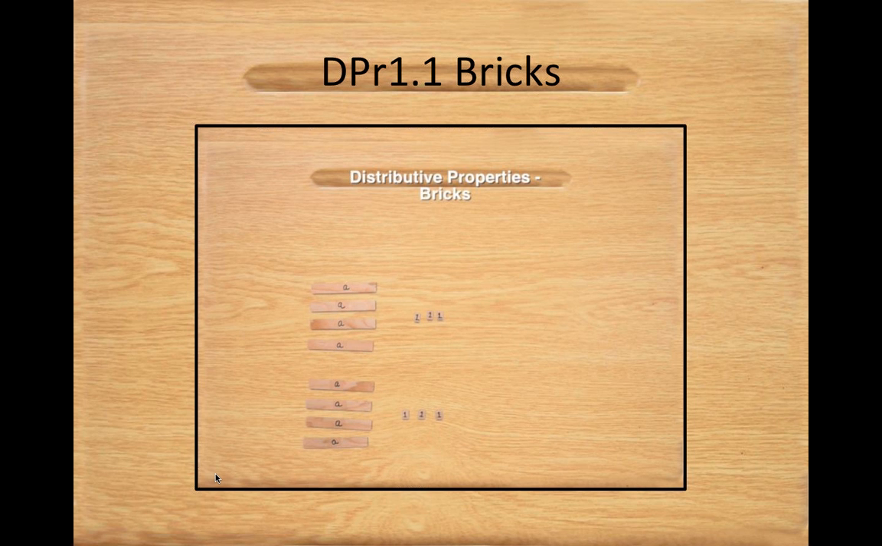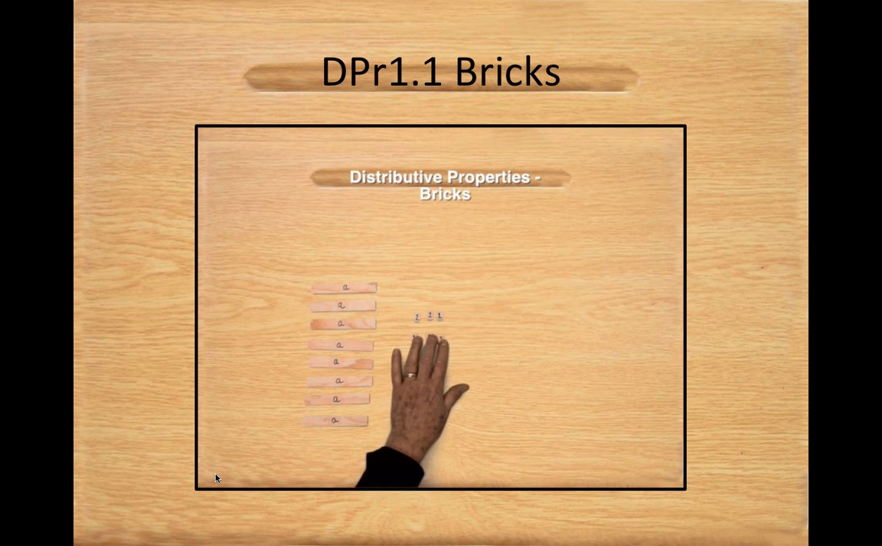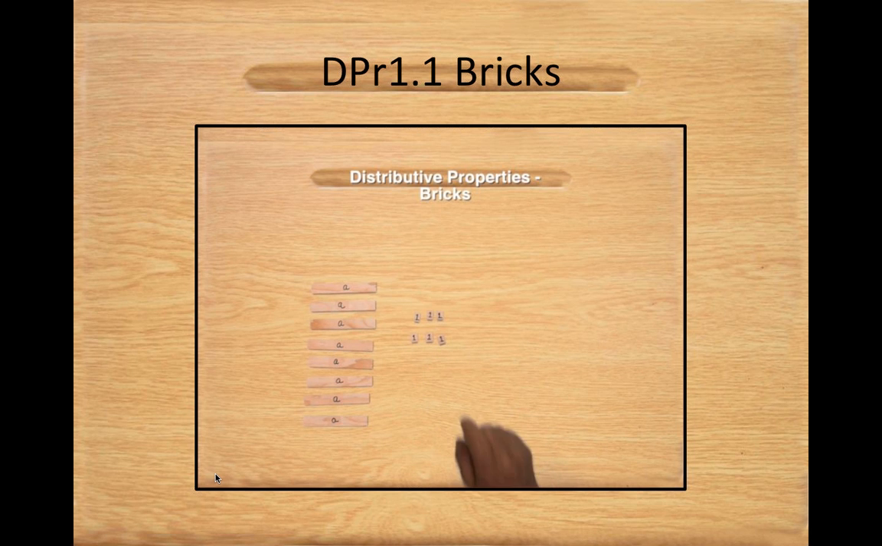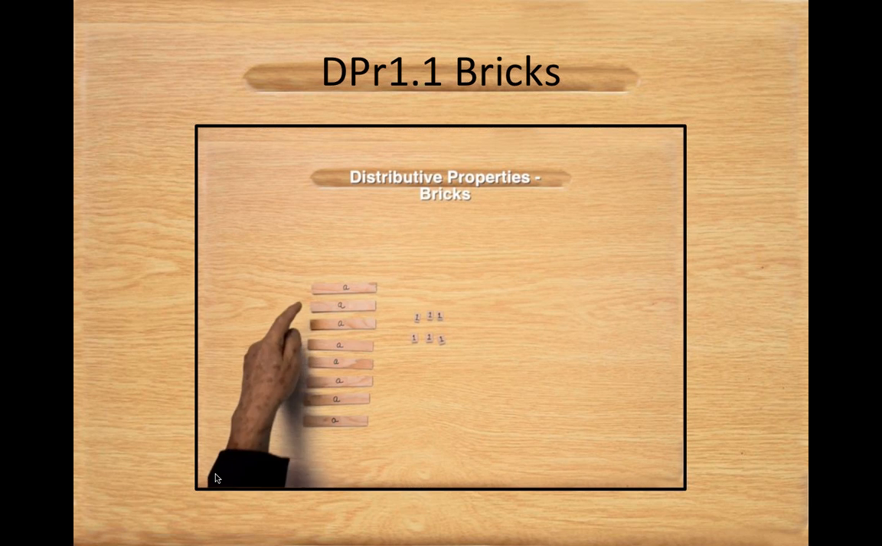So we have one set of 4A and 3 and another set of 4A and 3, and we can deal with it that way. We can say we have 2 sets of 4A and 3. Or putting all the A's together and putting all the 1's together, instead of having 2 sets of 4 A's and 3, we'll have 8 A's and 6 1's. So we could either have 2 sets of 4 A's and 3, or we can have 8 A's and 6 1's.